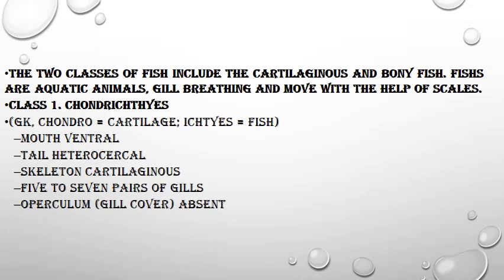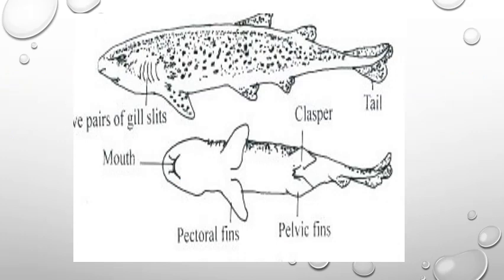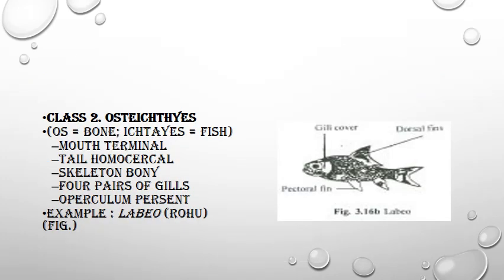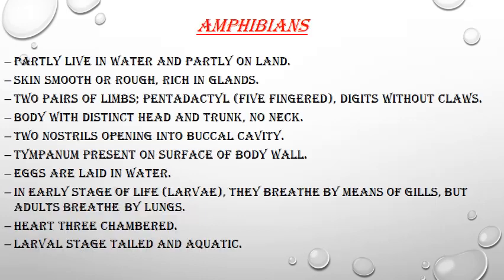The 2 classes of fish include the cartilaginous and bony fish. Fishes are aquatic animals, gill breathing and move with the help of fins. Class 1 Chondrichthyes. So, mouth ventral, tail heterocercal, skeleton cartilaginous, 5 to 7 pairs of gills and operculum is absent. Structure. Next is Osteichthyes. So, mouth terminal, tail homocercal. You can compare them with the next table.